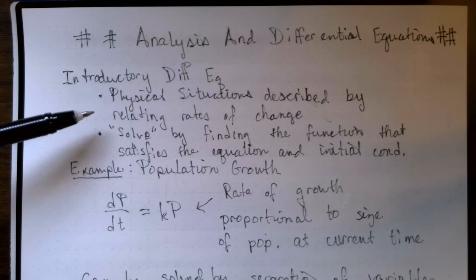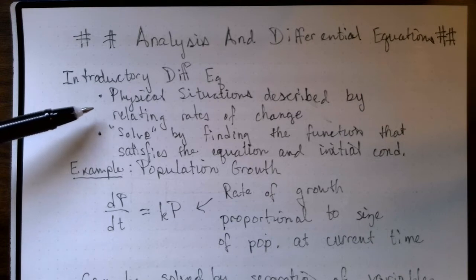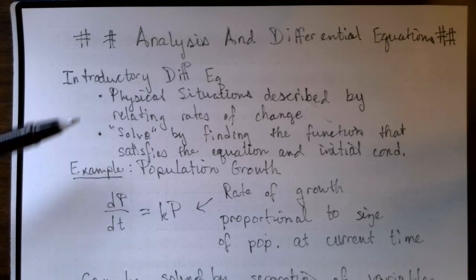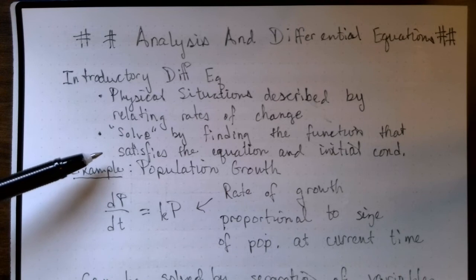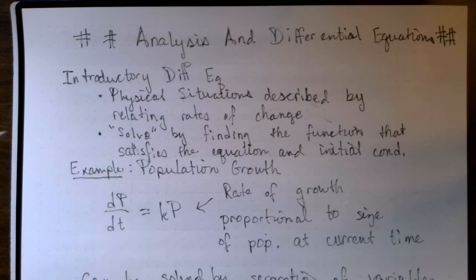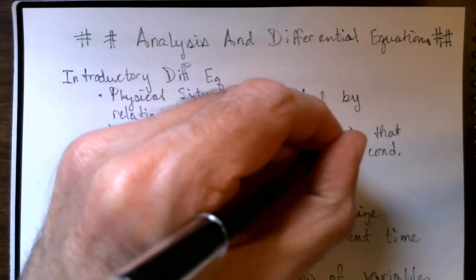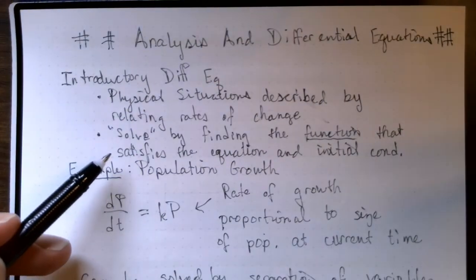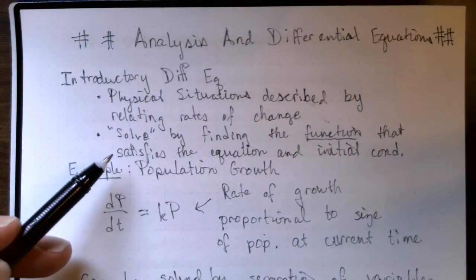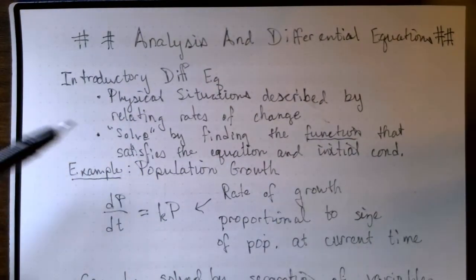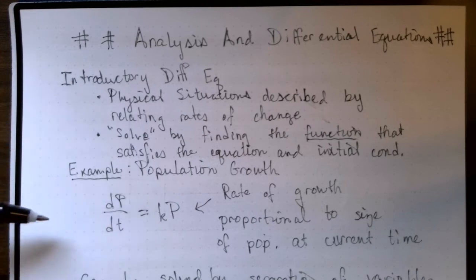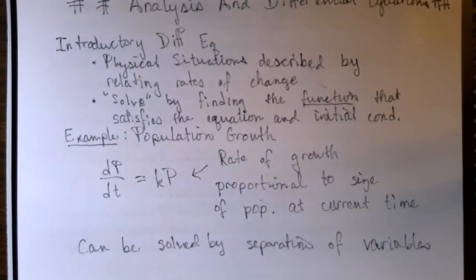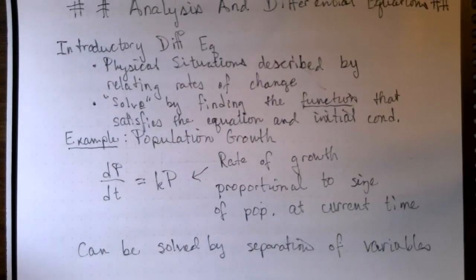And there are lots of other physical situations where the rate of change comes into play in describing what's going on, and we'll talk about a couple of those. Now, you solve a differential equation by finding a function that satisfies the differential equation, and also something called the initial condition. So a simple example might be the situation of population growth.